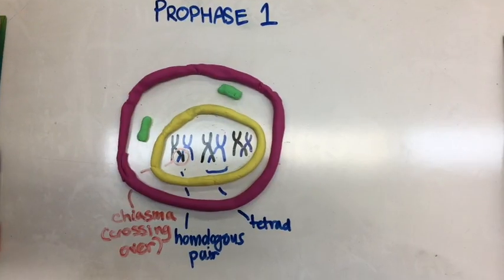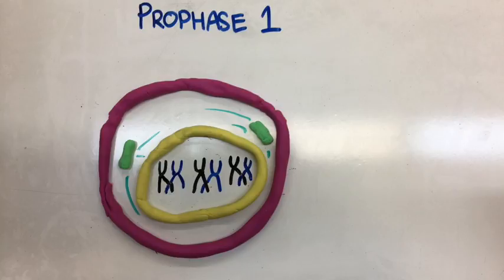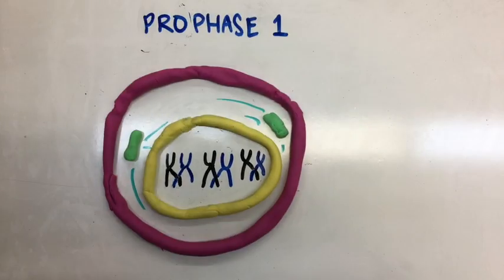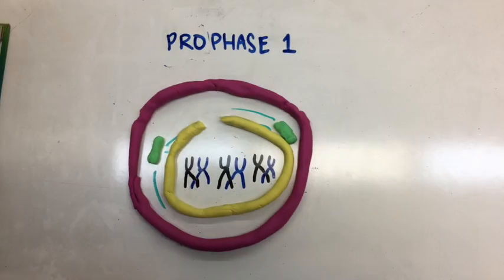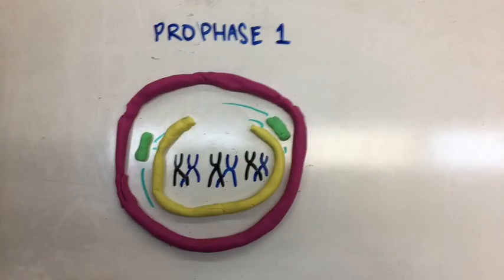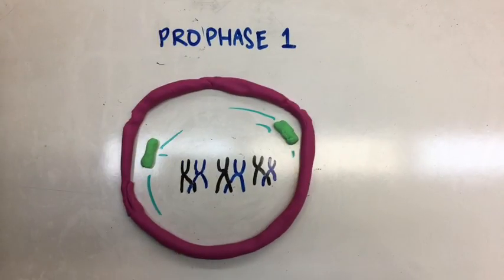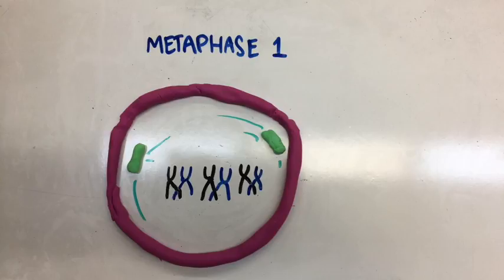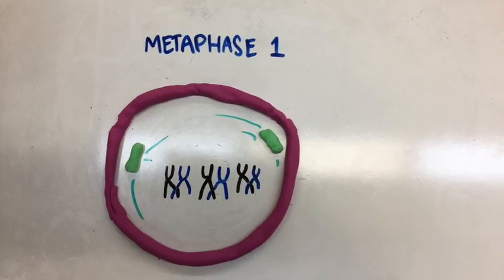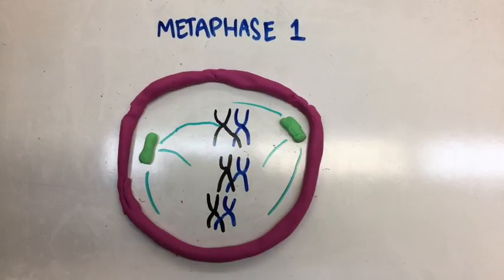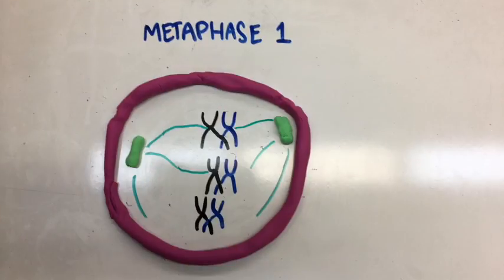This results in recombinant chromatids increasing genetic variation, which is also caused by independent assortment in which homolog pairs are randomly paired. Then the nuclear envelope breaks down. During metaphase, the homologs line up on the equatorial plate.